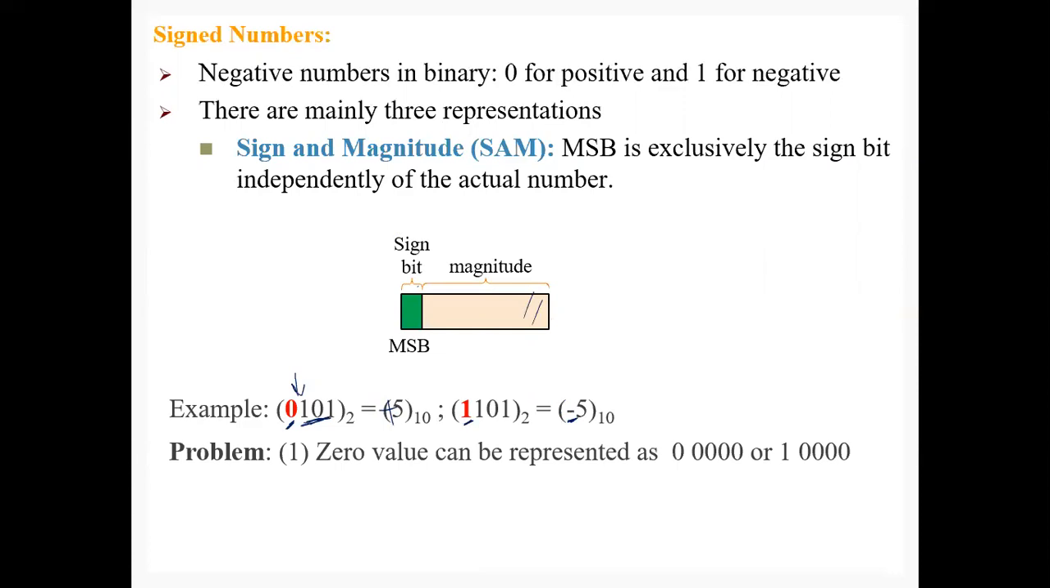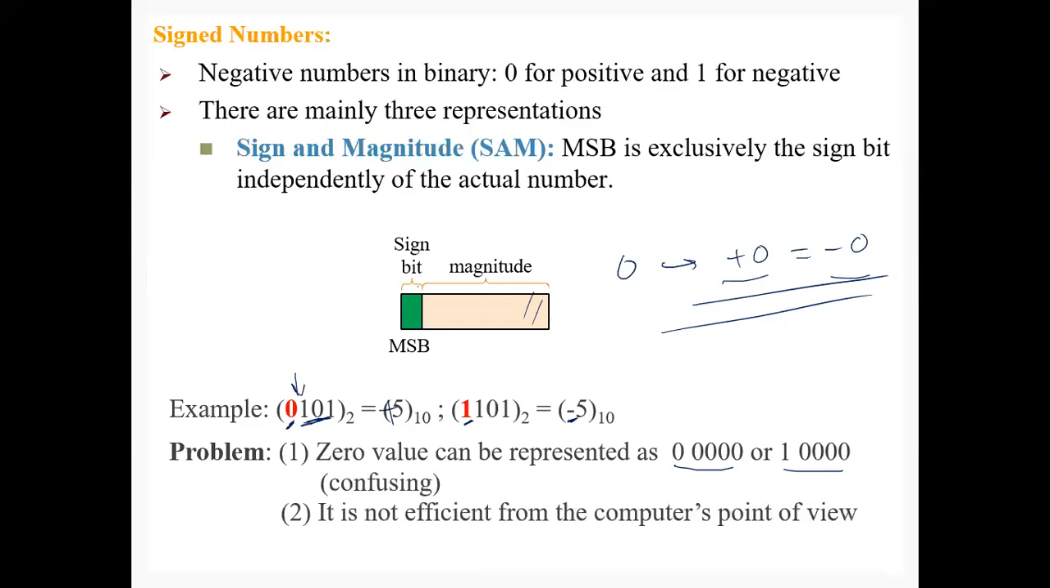So what is the problem now? This is the question I was about to ask you. If you want to represent 0, 0 is plus 0, which is equal to minus 0, right? So how do you represent 0? Do you represent plus 0 or minus 0? If you represent plus 0, it will be this. If you represent minus 0, it will be that. Now we have a confusion here. This is the problem with this sign and magnitude system. Also, it is not efficient from a computer's point of view. So that's why we need to develop some other representation.